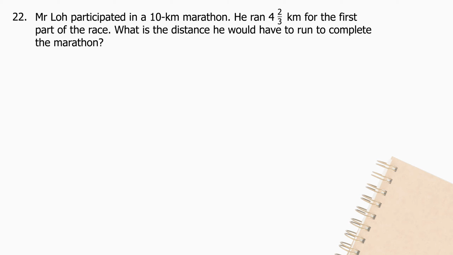Question 22. Mr. Lowe participated in a 10 km marathon. He ran 4 2/3 of a kilometer for the first part of the race. What is the distance he would have to run to complete the marathon?